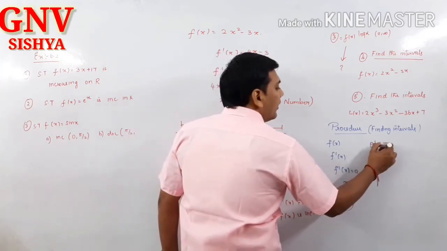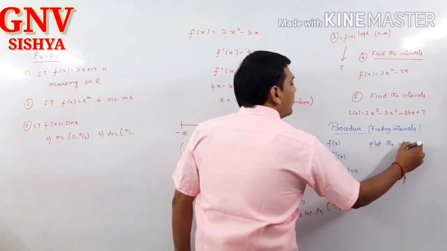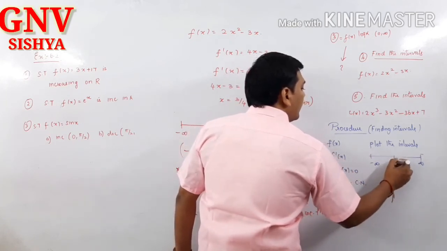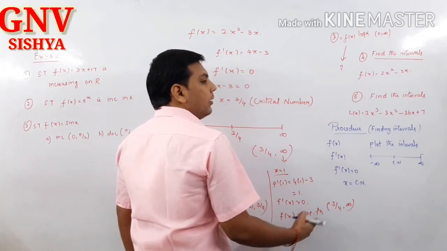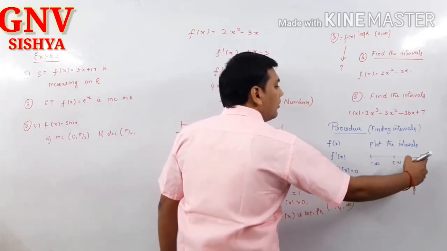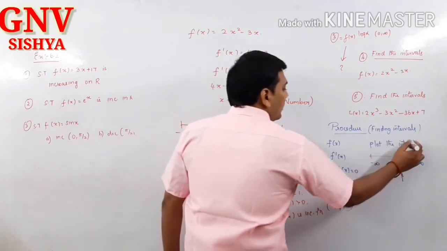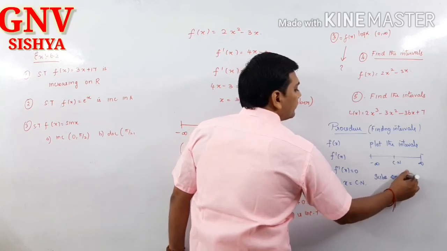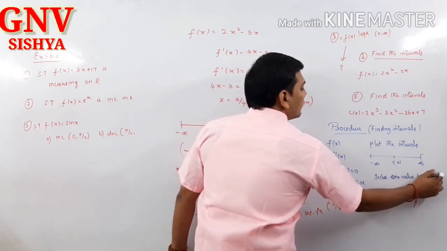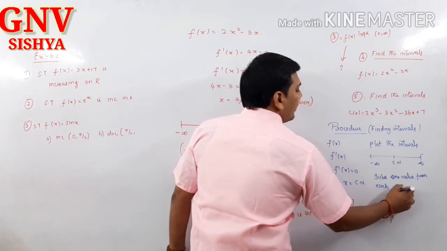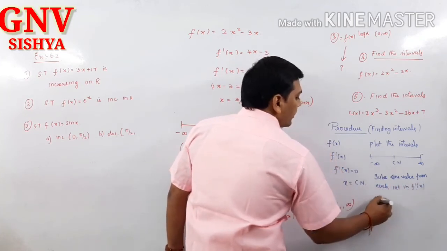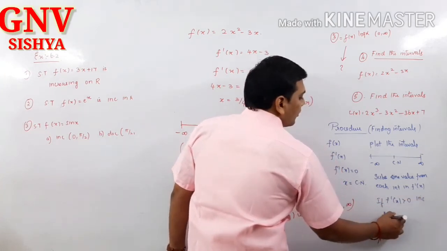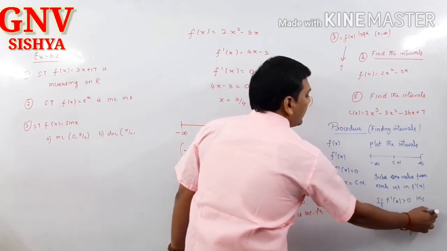Plot the intervals on a number line like this, from minus infinity to plus infinity, with the critical numbers. For example, sometimes you might get two critical numbers, so two values you have to plot. Altogether you will get three intervals, right? Then substitute one value from each interval in f dash of x. If f dash of x is greater than 0, it is said to be an increasing function in that interval. If f dash of x is less than 0, it is said to be a decreasing function in that interval.